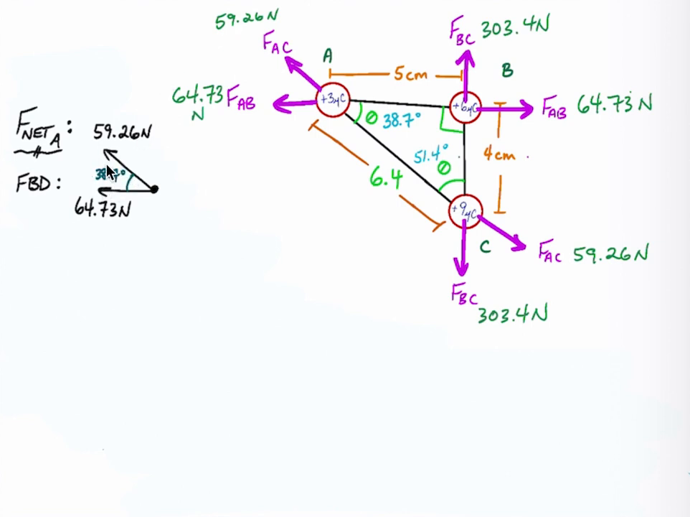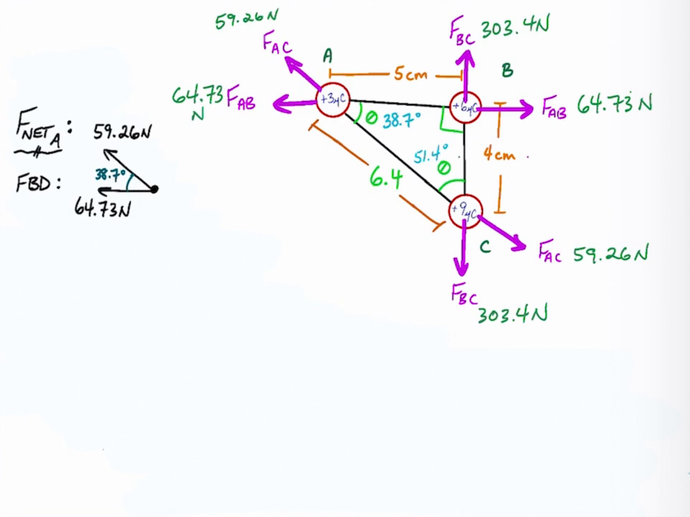Now the reason I knew this was 38.7 was alternate interior angles. That's a lie if you're in geometry. This is because of vertical angles. The inside angle here, these vertical angles are going to be the same. So if this is 38.7, this has to be 38.7. It's one of those geometric rules of intersecting lines. So I know what those forces are and I know what the angle is.